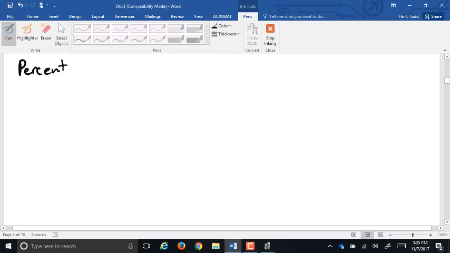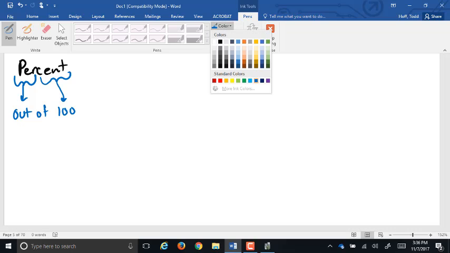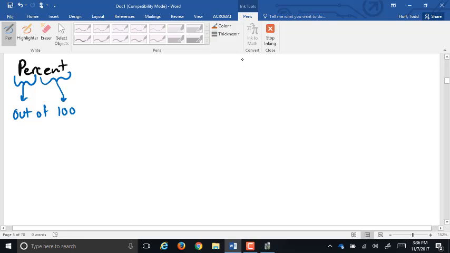To understand how percents work, you have to understand the word percent. Percent is actually two words. Per, if you think of miles per hour or dollars per hour, miles per gallon, things like that, it means out of, or for each. And then cent, if you think of years in a century or cents in a dollar, that's 100. So percent literally means out of 100.